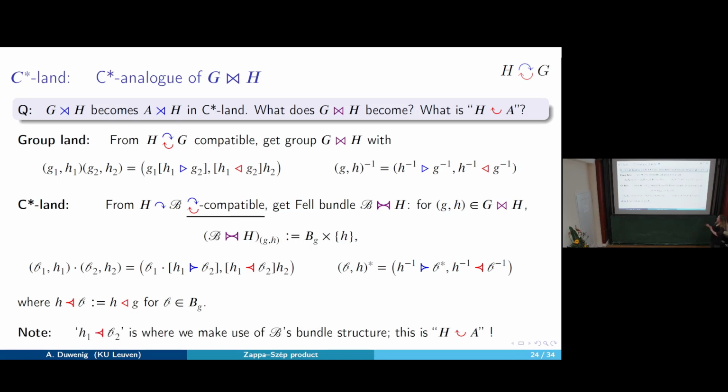Okay. Now, to make a point again, this little symbol, so the H1 being acted on by B2, this is where we make use of the fact that we have a bundle. This is where we make use of the fact that my B here has fibers over G, and I know how G acts on H. And so this is what replaces the A has to act back on H.